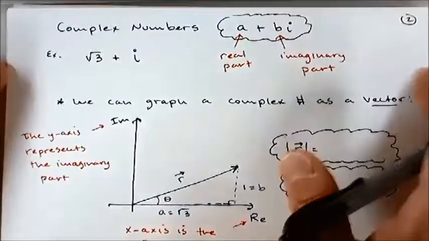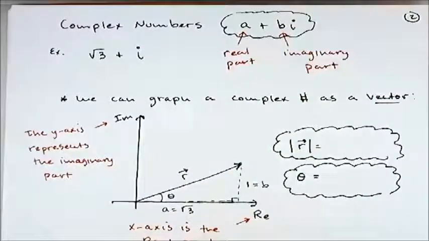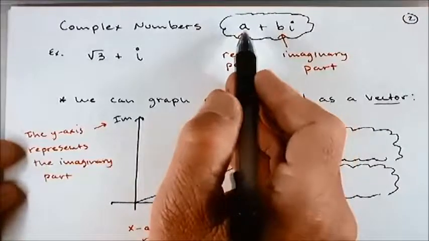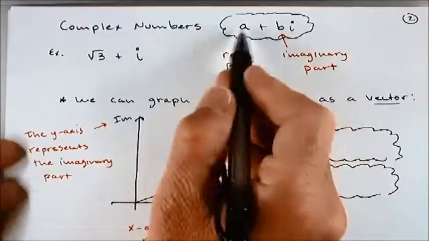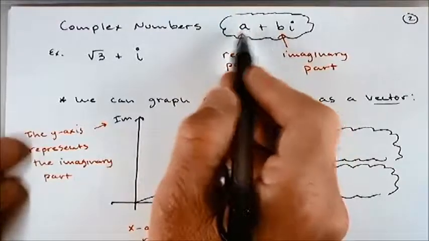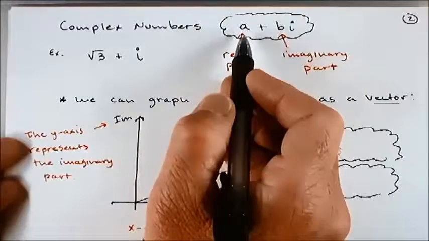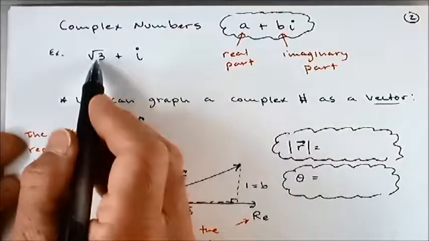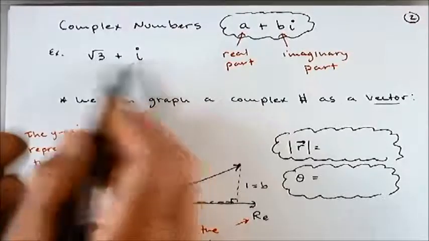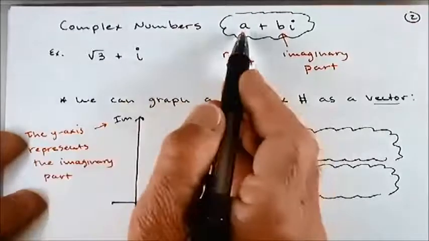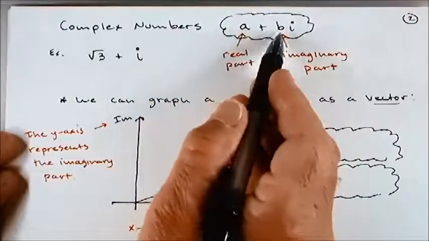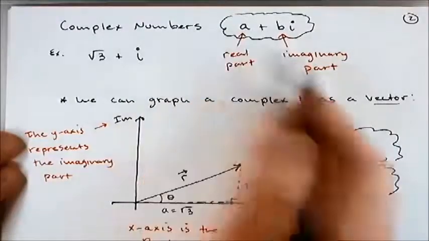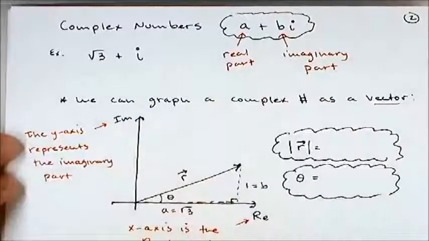Complex numbers. It's been a while. A complex number is otherwise known as an imaginary number, but complex is a little more complete in that a number like the square root of 3 plus i has both a real part and an imaginary part. That's considered a complex number. So if we wrote it as a plus b times i, a is the real part, b is the imaginary part.